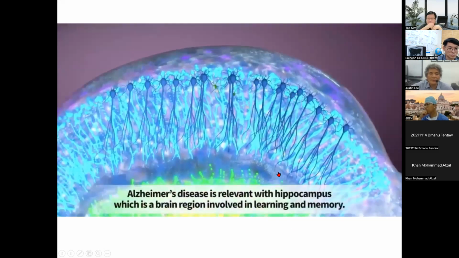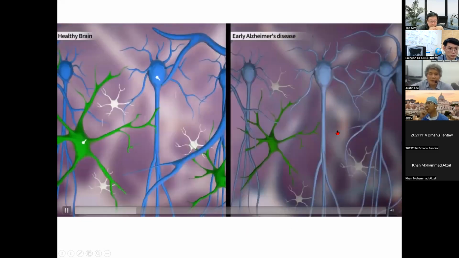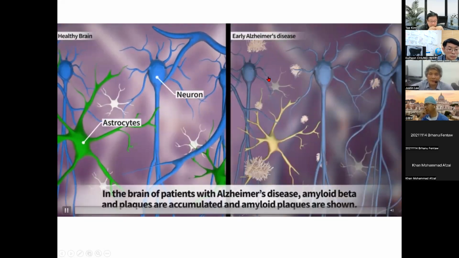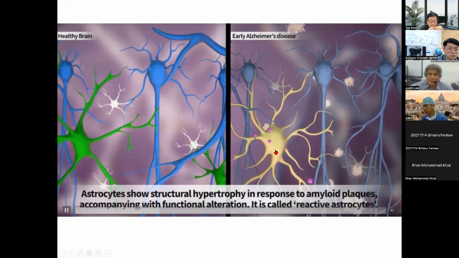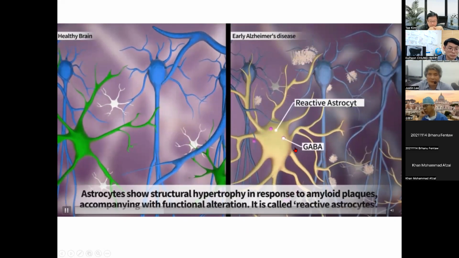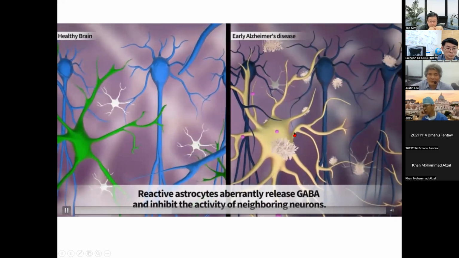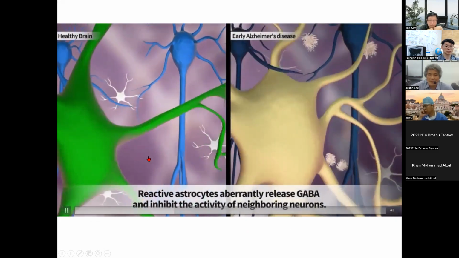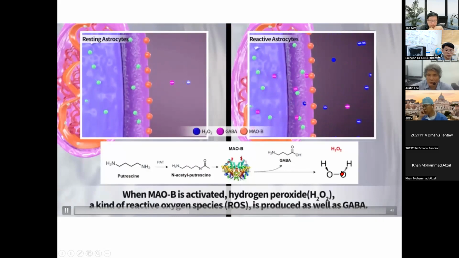So in the hippocampus, in early Alzheimer's disease, we believe that amyloid plaques and oligomers are floating around, and this causes the astrocytes to become reactive. They start to take up these amyloid plaques and degrade them, and that leads to putrescine production. And you can see that the GABA production also produces H2 accumulation.